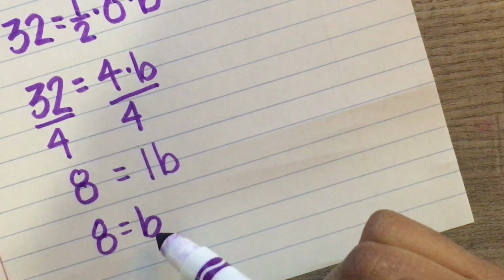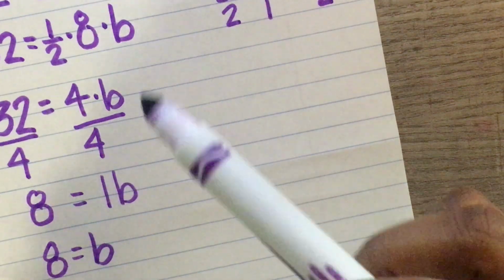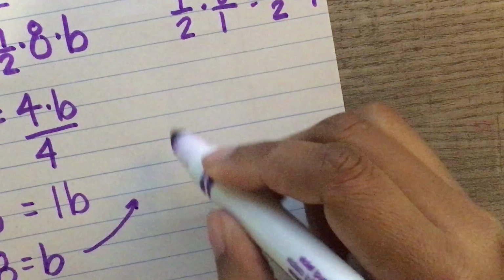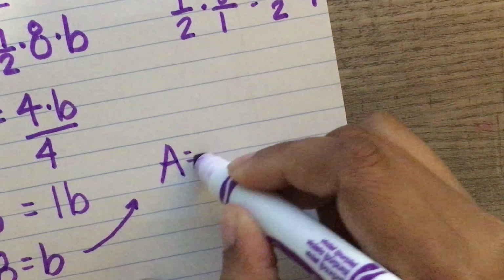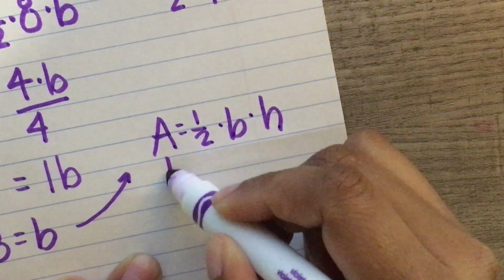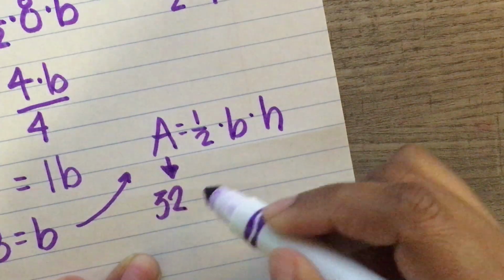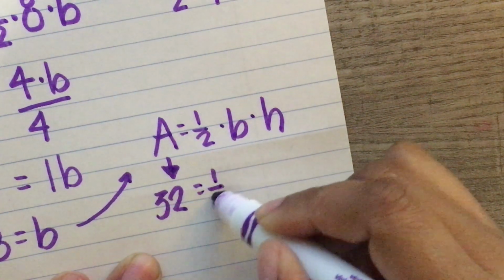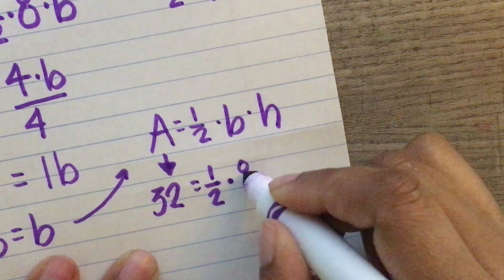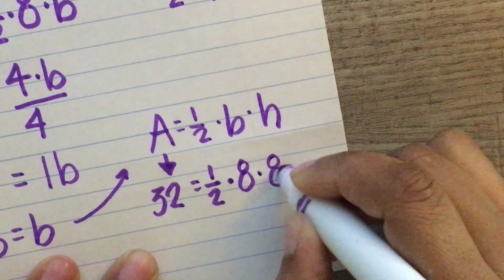So if we take our base and multiply, here I'll put it back into the problem. My original problem is area equals 1/2 times base times height. And I know that my area is 32. This 1/2 is always 1/2. I now know that my base is 8, and I know that my height is 8.